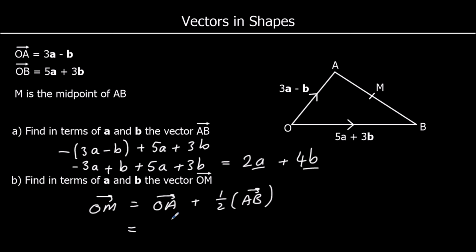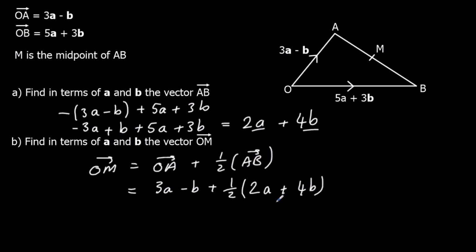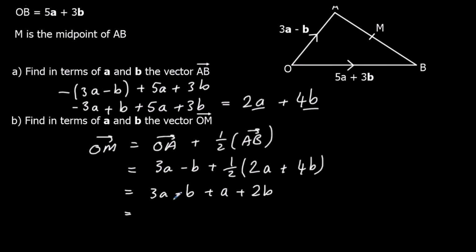O to A is called 3a minus b, and we've got half of A to B, which was 2a plus 4b. So half of 2a is a, half of 4b is 2b. So collecting like terms, 3a and a make 4a, minus b plus 2b is b. So I've got 4a plus b.